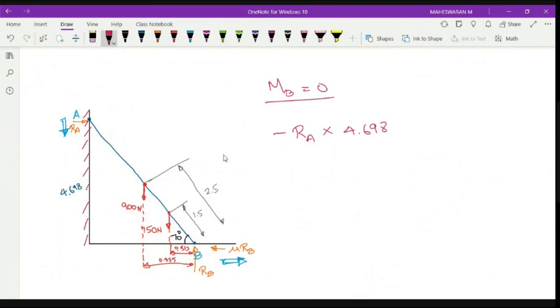Next, let me consider here. This is rotating anti-clockwise, positive. So plus 900 into distance, which is 0.855.